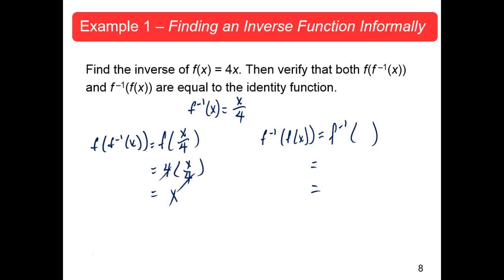Let's do the inverse of that. f inverse of 4x. I didn't have to erase that. It was always the same. And the inverse function takes what's in the parentheses, 4x, and divides by 4. And what does that give us? x. Ding, ding, ding, ding, ding. We got it. That's it. Okay?